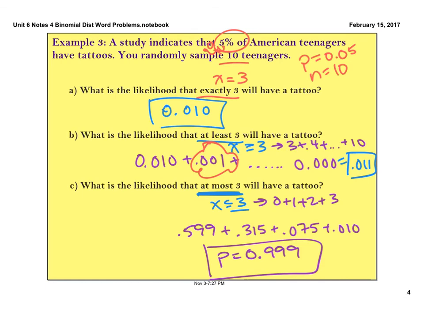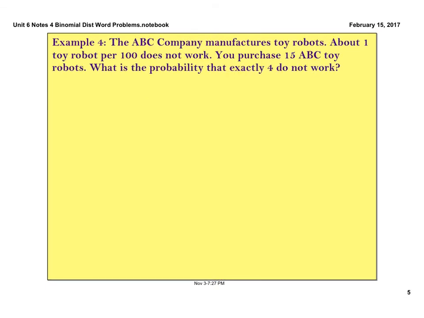All right, so let's take a look at this example. It says in example 4, the ABC company manufactures toy robots. About 1 toy robot per 100 does not work. 1 per 100 does not work. You purchase 15 ABC toy robots. What is the probability that exactly 4 do not work?